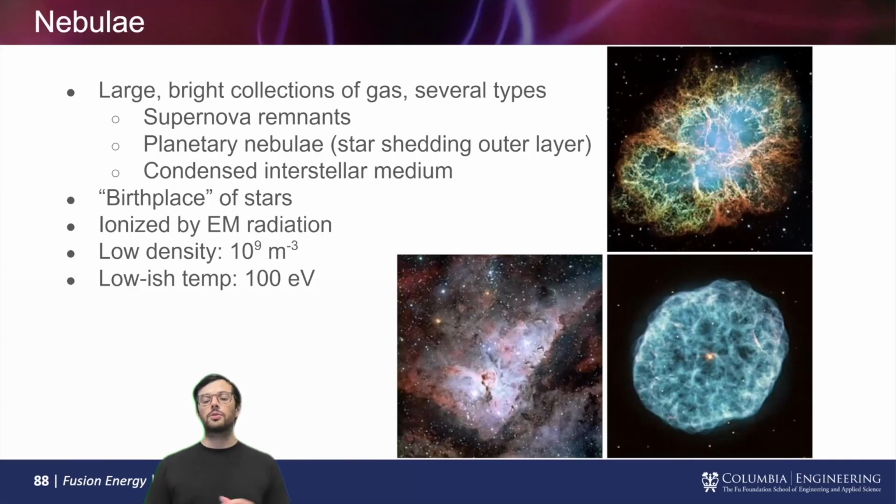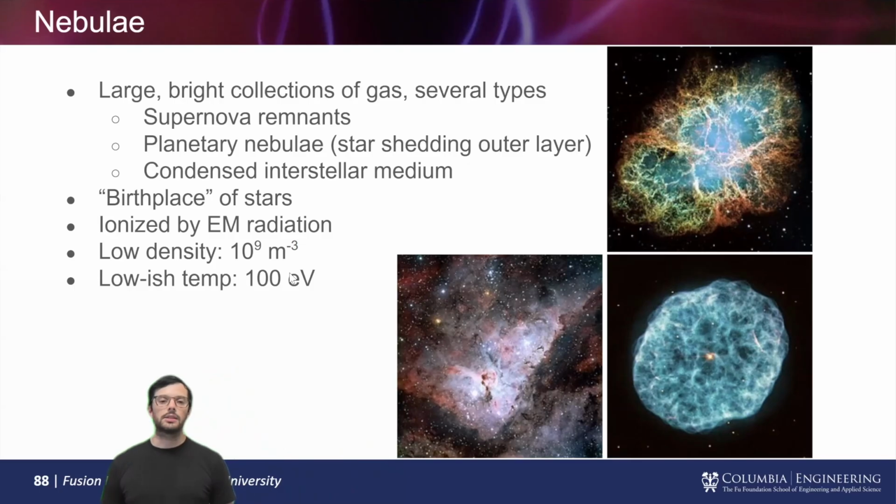Nebulae are the birthplace of stars. These are areas where you have enough gas that it can cross a threshold, and that gas will collapse on itself, start fusion in the center, and become a star. That's how stars are formed. They're ionized by EM radiation, so the heat from collisions is also a contributing factor, but the EM radiation from the supernova and other particles can heat up the gas enough to sustain the plasma. These are low density, so 10 to the 9 is one of the lowest numbers we've seen so far. And then 100, it's not nothing. It's not a tokamak plasma, but it's definitely warm.